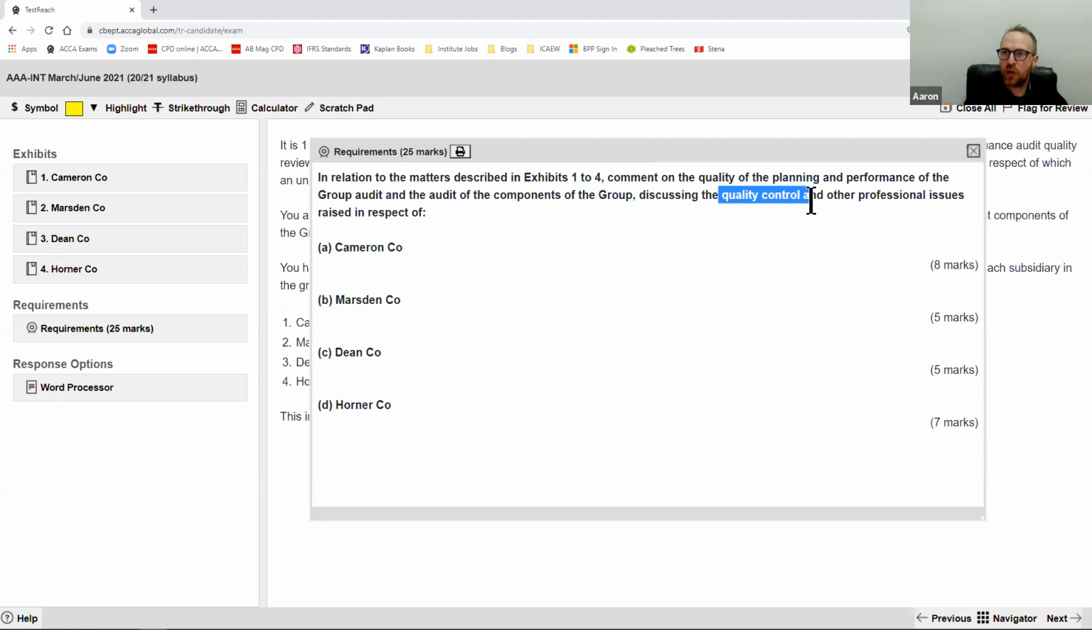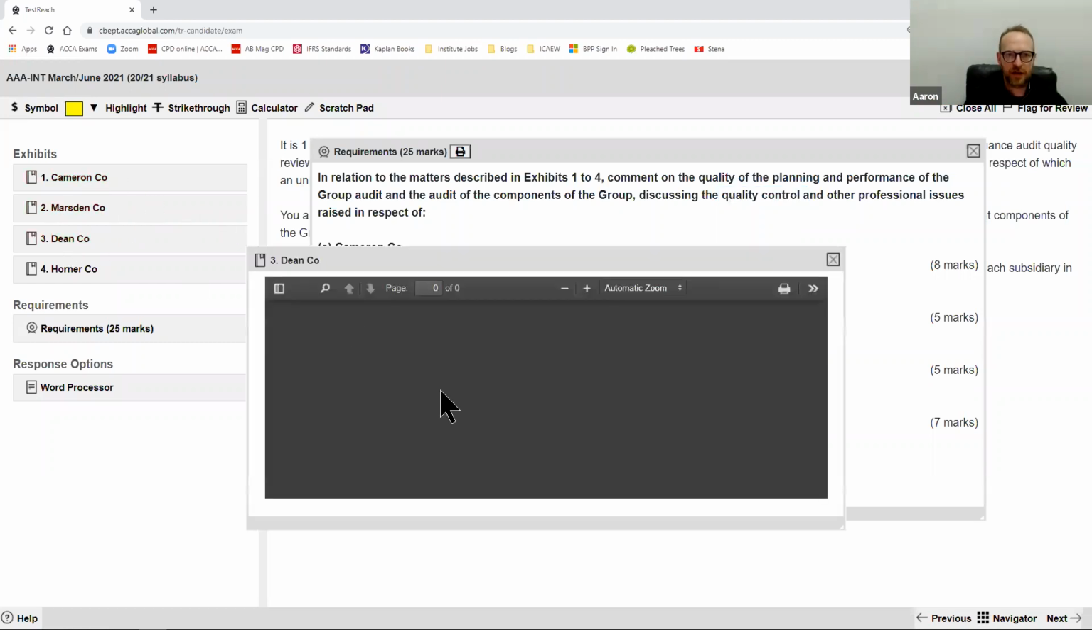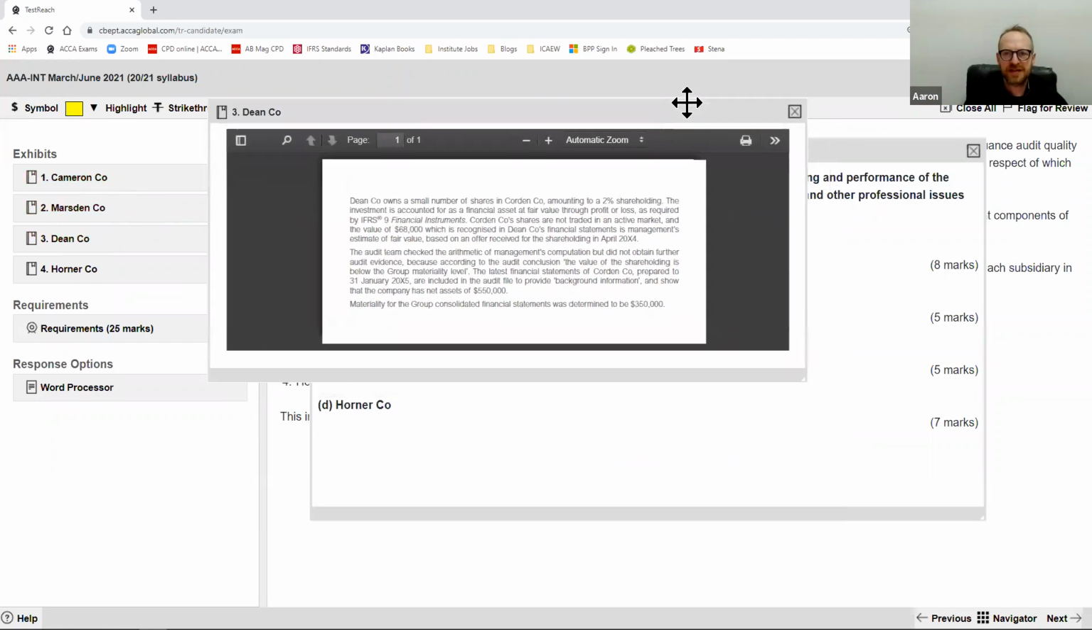Now, in the session on quality, I gave you like 6 headings. I gave you keywords like supervision, planning, all of those things. But having said that, you'll have to be specific to what they give you. So for example, let's just take one of these at random. So let's look at Dean Company. So let's see what's wrong.